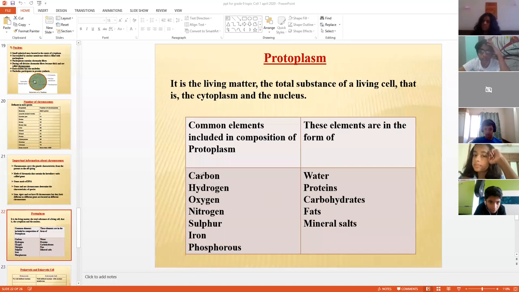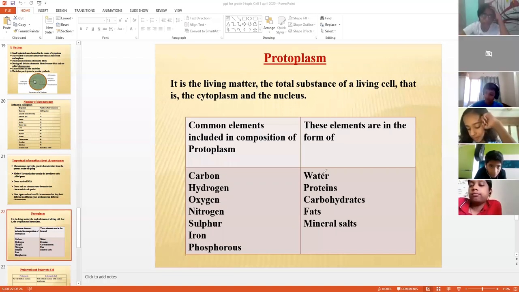Now, what are the elements which are there in the protoplasm? The elements are carbon, hydrogen, oxygen, nitrogen, sulfur, iron, and phosphorus. Now, where did water come from? Water came when hydrogen and oxygen combined. How did proteins come about? Proteins came from nitrogen. Now, what are proteins? Proteins are nothing but a combination of amino acids. Amino acids are nitrogenous bases.